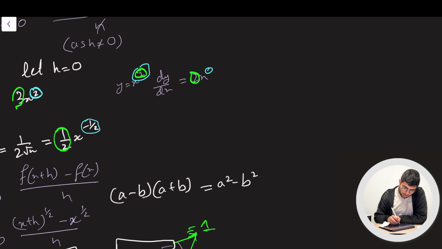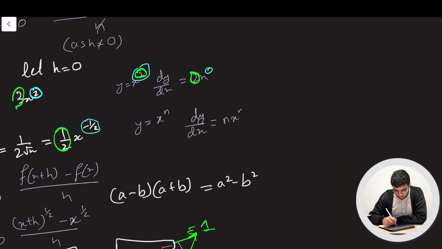that x to the power of n, let's say any number n, when you try and derive that, okay, we can conjecture that the power comes back here and it is subtracted then by 1. Okay, so this power goes to the back, and then you subtract 1 from the power at the top. That is, we are conjecturing that that is the method, a shortcut method, to find the derivative of x to the n.